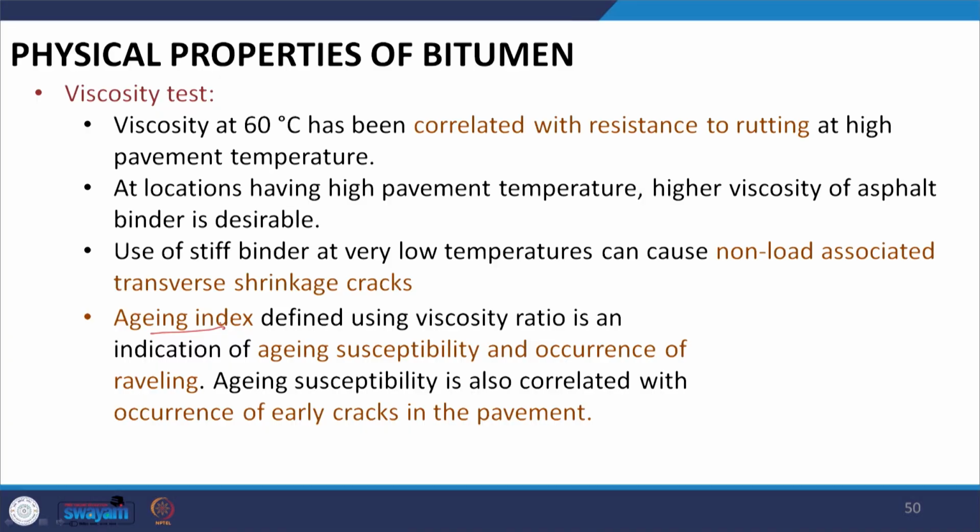So, under the viscosity test we have discussed various methods which can be used. For example, there are capillary viscometer based methods, there are rotational viscosity based methods. So, if we see the importance of the viscosity test and try to relate it with the performance, here the viscosity at 60 degrees Celsius, the absolute viscosity of the bitumen, has been correlated in various literature with the resistance to rutting. And here the logic is that rutting resistance can be improved by improving the stiffness of the mix.